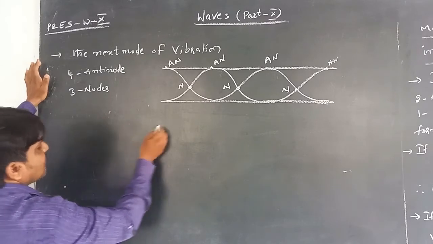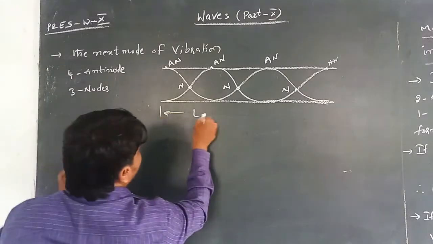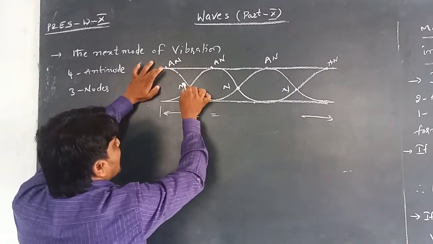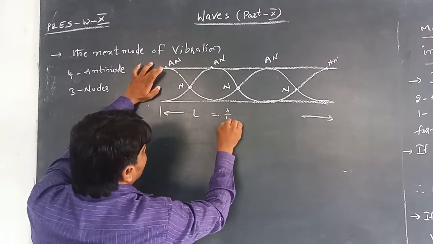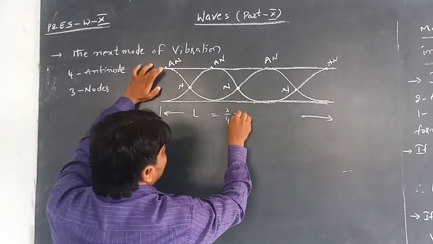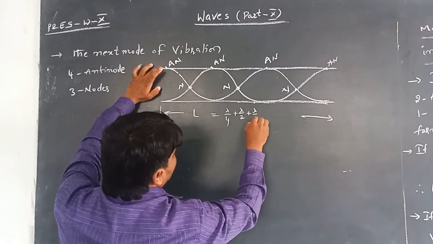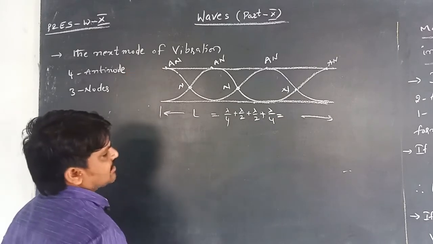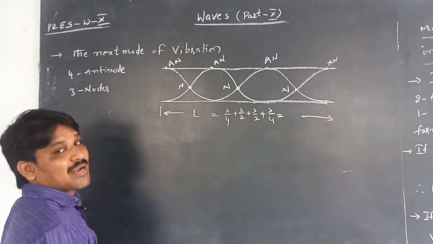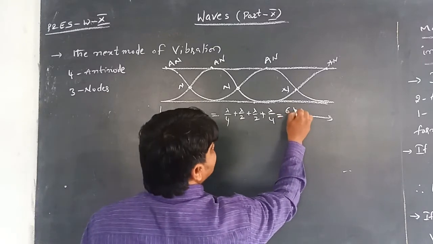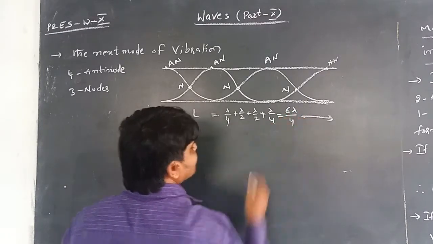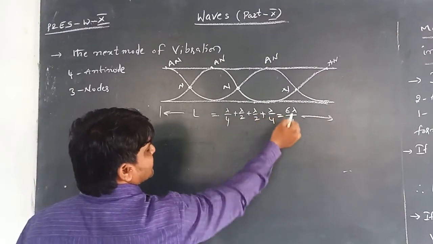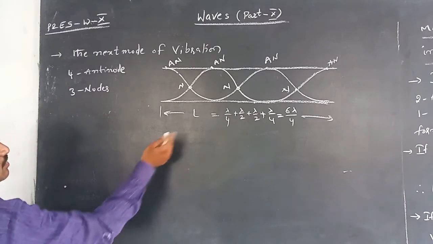So here the length of the air column L is equal to: the adjoining node to antinode is lambda by 4, then lambda by 2, lambda by 2, plus lambda by 4. Totally, doing the LCM, we get 6 lambda by 4. So L is equal to 6 lambda by 4.